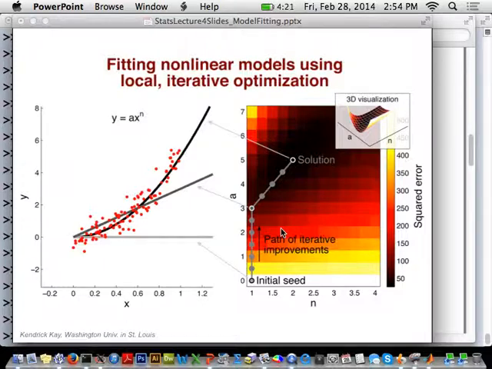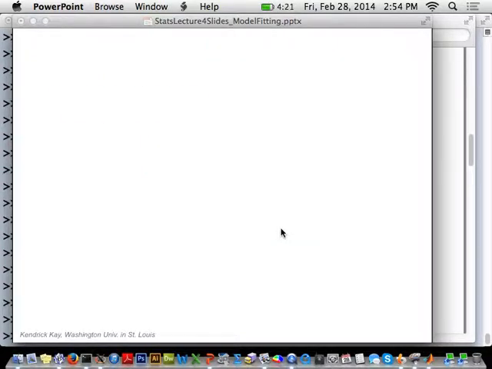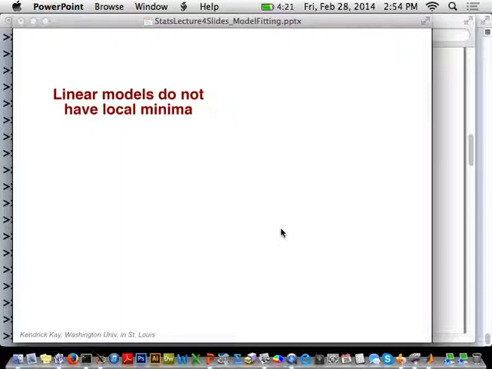So this idea of multiple solutions is exactly the next slide. There's an important distinction between linear models and nonlinear models with respect to this problem, called local minima. So let's first go through these examples and then reflect upon what it means.